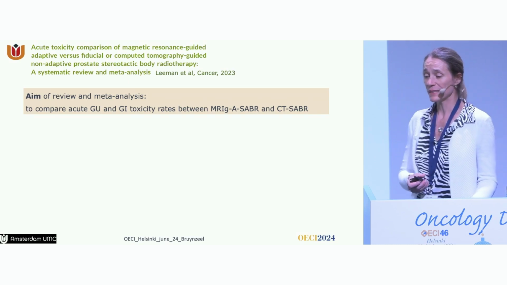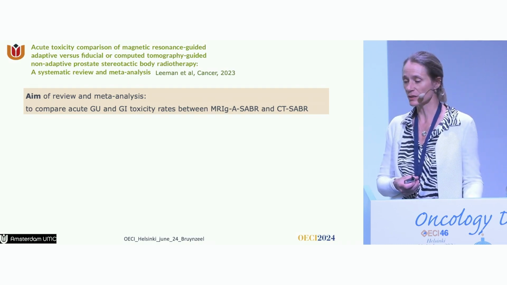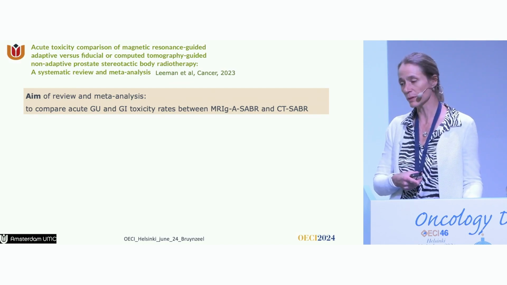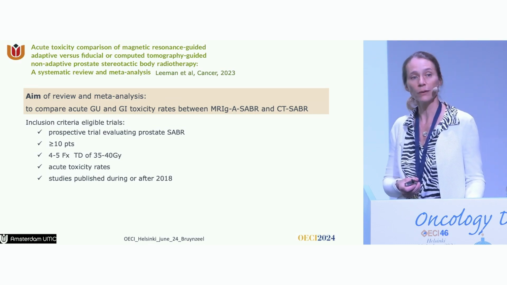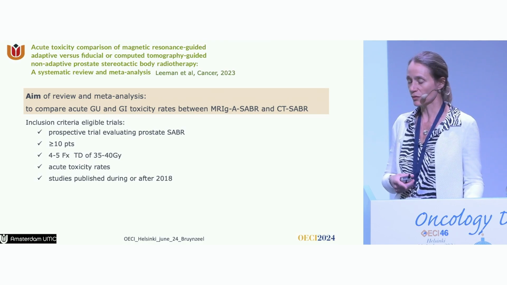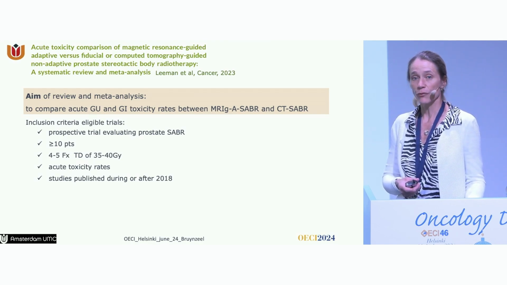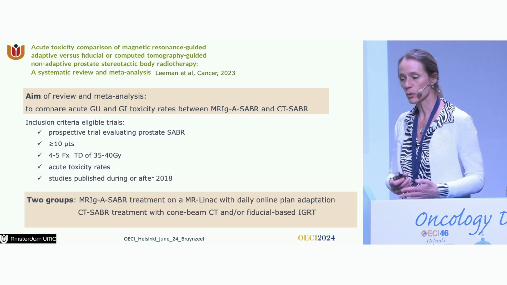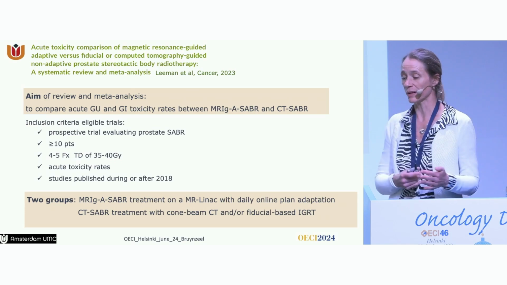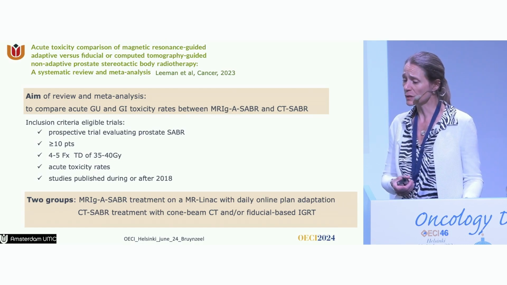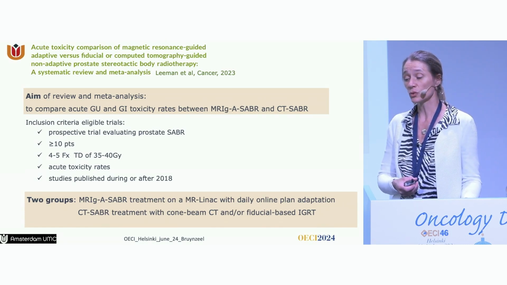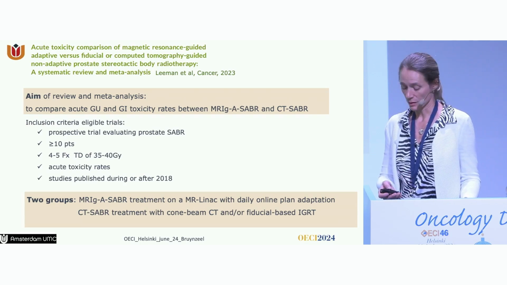In a recent review and meta-analysis, acute GU and GI toxicity rates were compared between MR-guided SABR and CT SABR. They included prospective trials evaluating prostate SABR with a sample size of 10 patients or more, a fraction scheme of 4 to 5 fractions to a total dose of 35 up to 40 Gray, and with documentation of acute toxicity rates. So there were 2 groups: MR-guided adaptive SABR treatment, defined as treatment on an MR linac with daily online plan adaptation, and CT SABR treatment with cone beam CT and/or fiducial-based image guidance techniques.